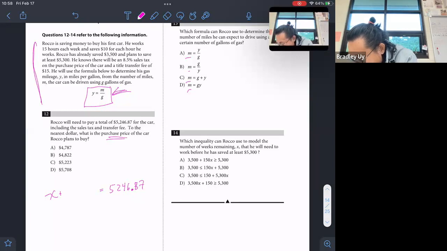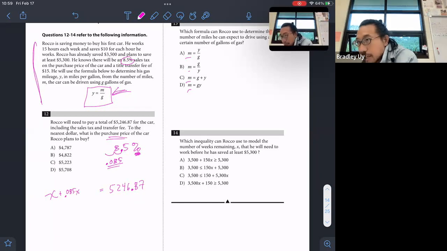So plus, remember, percents need to be transformed into decimals. So percent, we're going to divide by 100%. So we're going to move this decimal back here. That's 0.085. 8.5% as a decimal is 0.085. So we're going to do 0.085 times X.